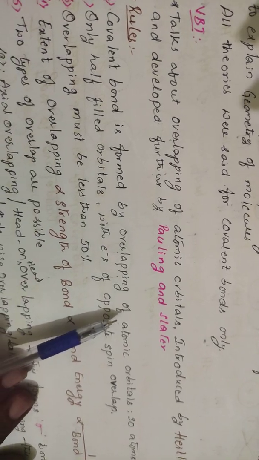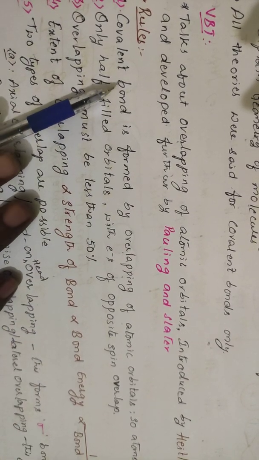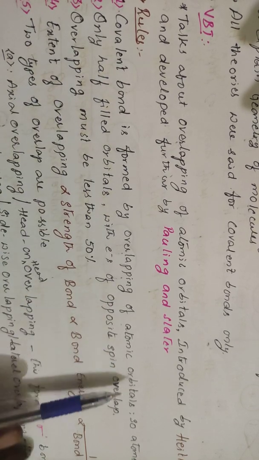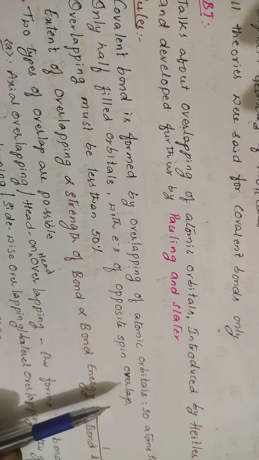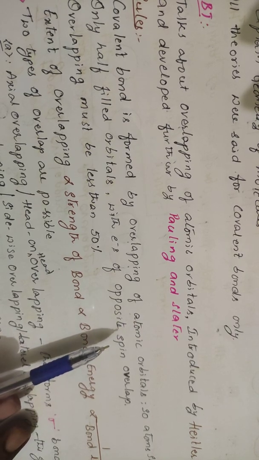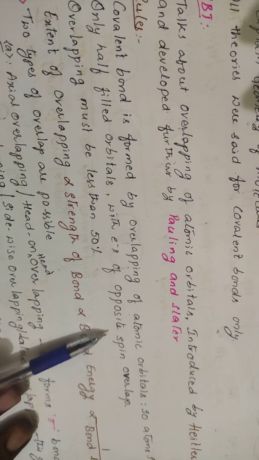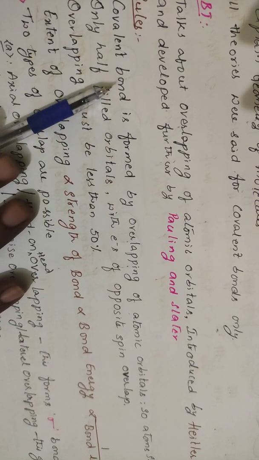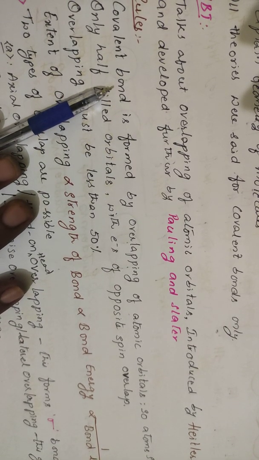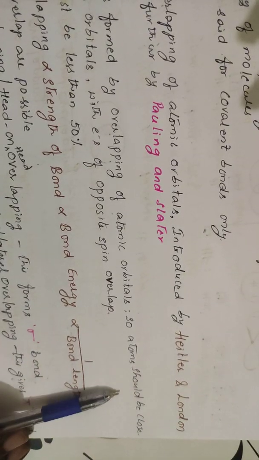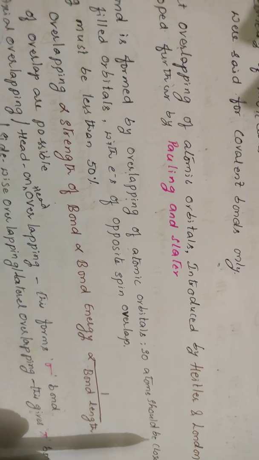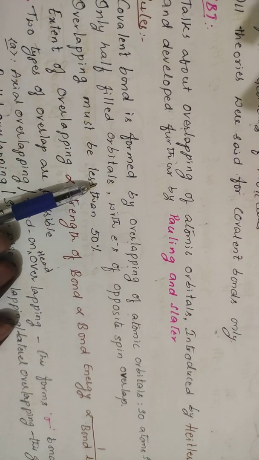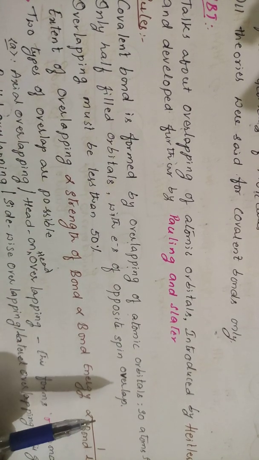So what are the rules in valence bond theory? Covalent bond is formed by the overlapping of atomic orbitals. Atomic orbitals of atoms combine together and overlap, and they form the bond. That bond is called a covalent bond. Covalent bond is nothing but sharing of electrons. For the formation of the covalent bond, the atoms should be very close together, right? Only half-filled orbitals with electrons of opposite spin overlap.